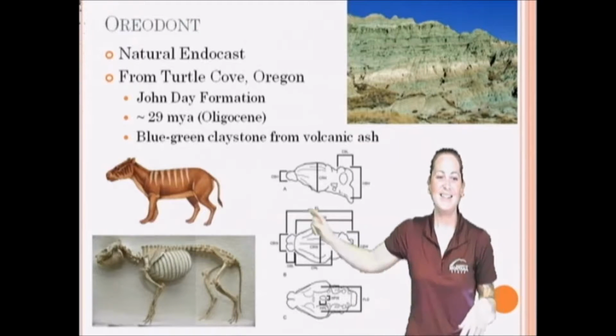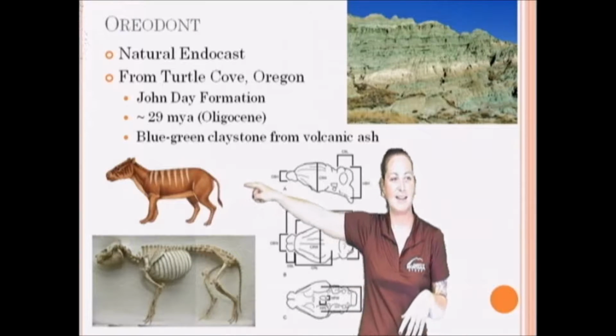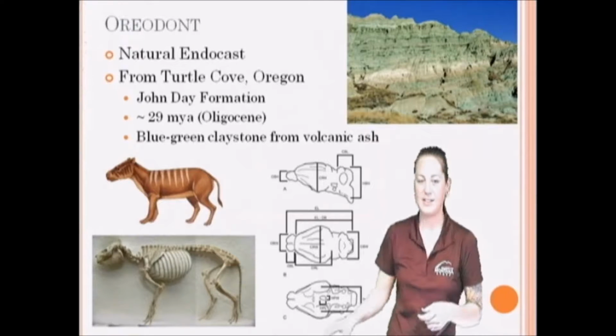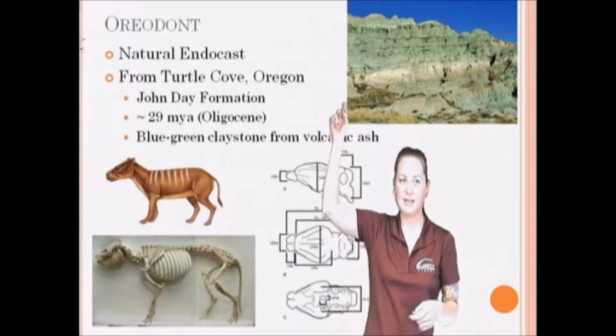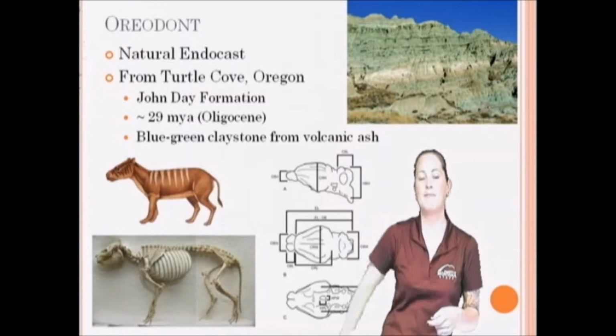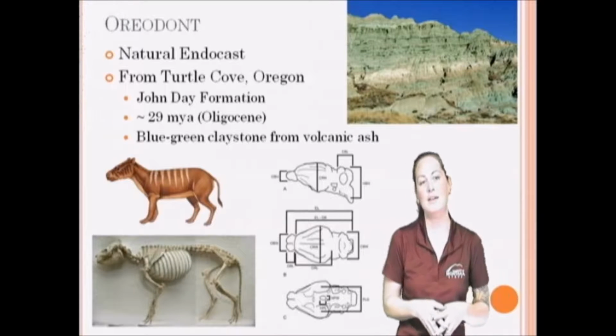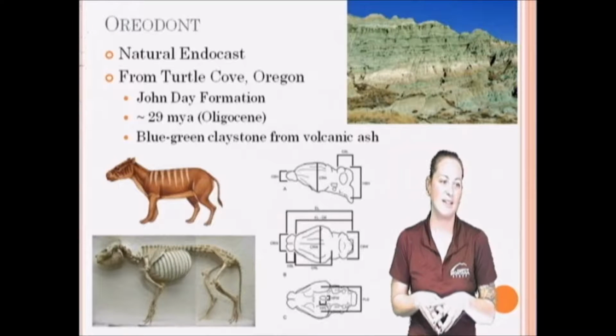So an oreodont, this is a reconstruction of what we think oreodonts look like. These are from Turtle Cove in Oregon, and you guys saw that the sediment is green. Well, it really, really is green. This is a picture from the area where this specimen is collected. It's absolutely gorgeous, I think, with the green claystone.